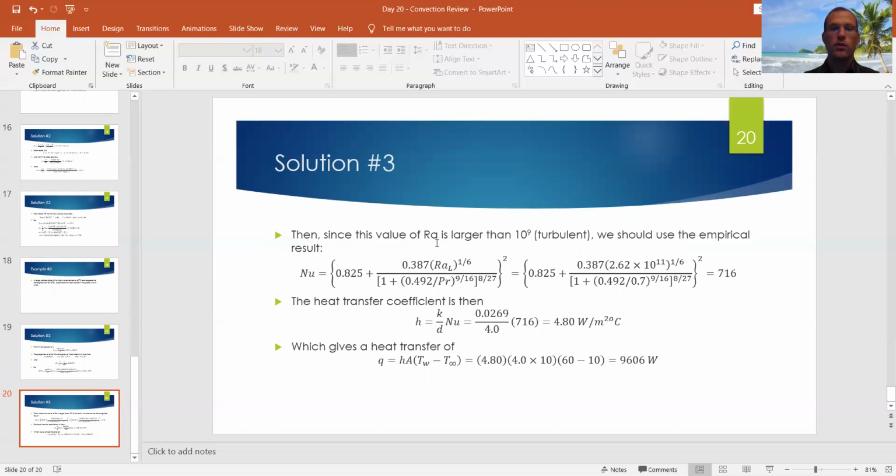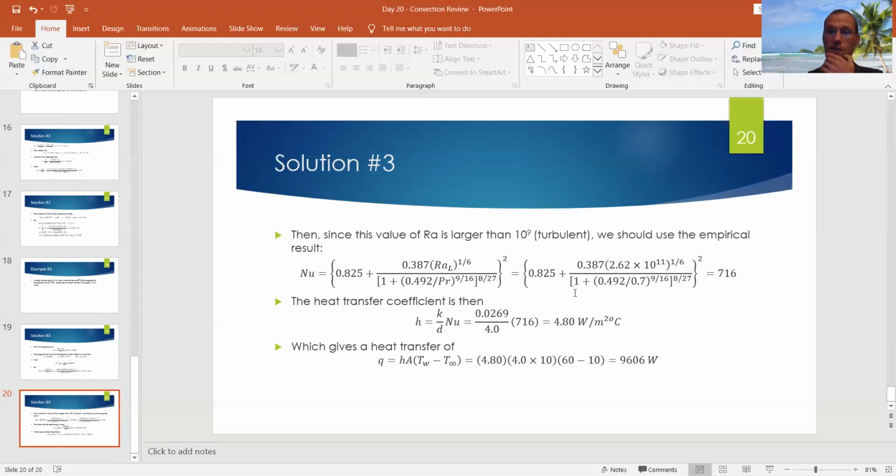The equation we have for a Rayleigh number bigger than 10 to the ninth for a vertical flat plate is this empirical relationship. Nusselt number equals 0.8825 plus 0.387 Rayleigh number to the 1/6 power, divided by 1 plus 0.492 divided by Prandtl number to the 9/16, whole thing to the 8/27 on the bottom. That entire thing squared. So plugging in all those numbers, Rayleigh number 2.62 times 10 to the 11th and Prandtl number, putting all that in gives me a Nusselt number of 716.